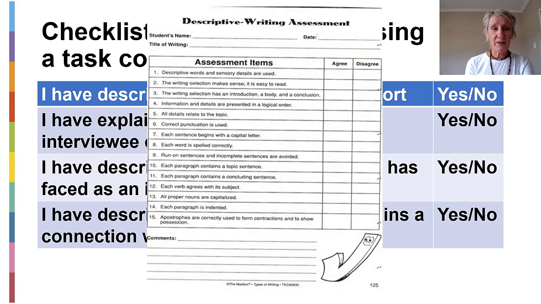Here's another example. Assessment of items with description, descriptive writing, and there's a whole lot of criteria there which you can agree or disagree, and sometimes students can do this themselves, or it's quite easy to work out the mark from that. You just get all the marks for agree.